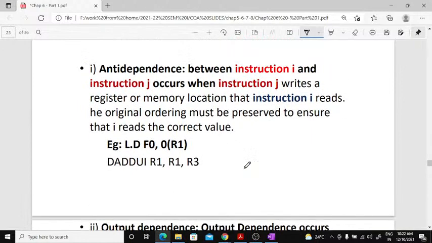So that is the name dependency. Anti-dependency between instruction I and J occurs when instruction J writes a register or a memory location that instruction I reads. Suppose this is the I instruction, this is the J instruction.